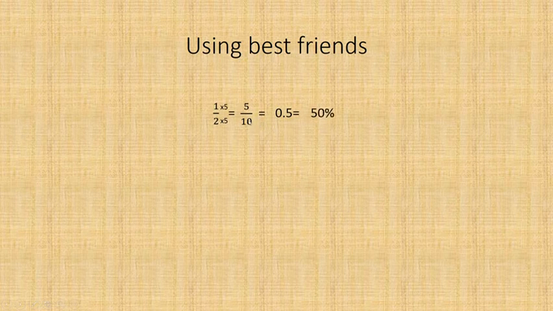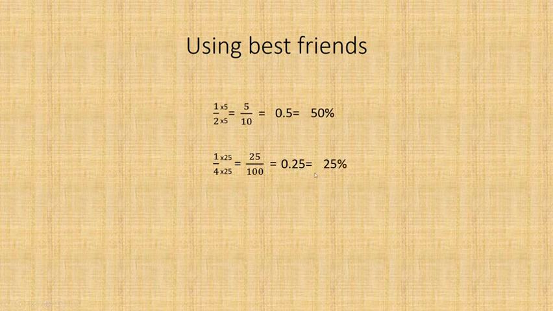Or you can change it into decimal as I did here. It's going to be 0.5 and then move the decimal point 2 steps to the right. So it's going to be 50%. So see, it's very easy. Okay, another one. 1 over 4. What's the best friend of 4? The best friend of 4 is 25. So I have to multiply down and up by 25. So it's going to be 25 over 100. So the answer is 25% because the denominator is already 100. Or you change it into decimal like that and move the decimal point 2 steps to the right.